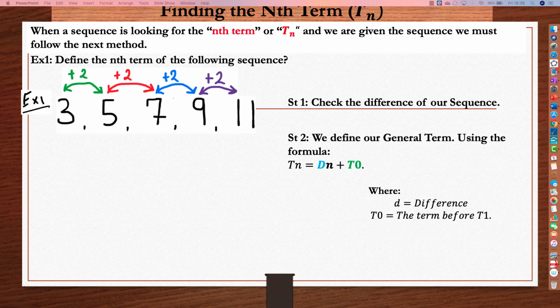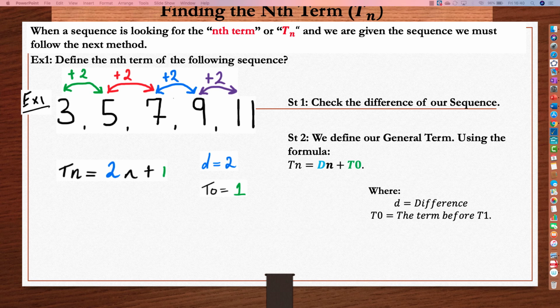So T0, D is the difference. T0 is the term before T1. My D is 2, because the difference between each one of these is 2. And T0 is 1. And that's my formula. That formula right there allows me to find any term.